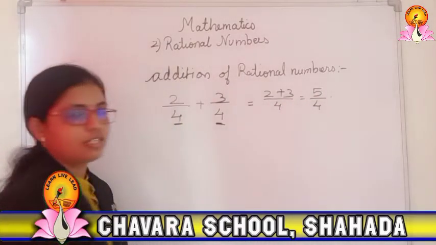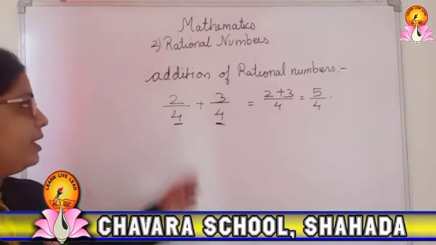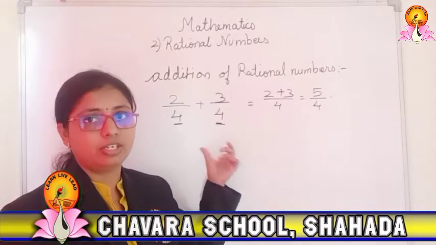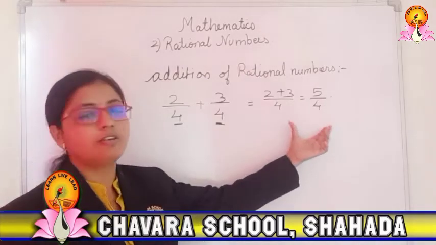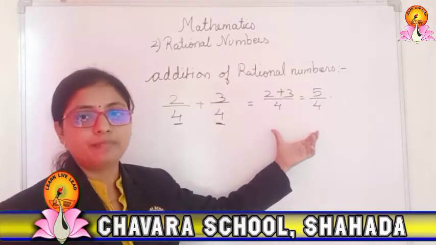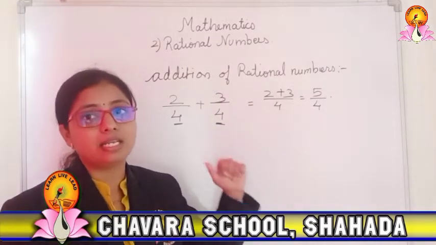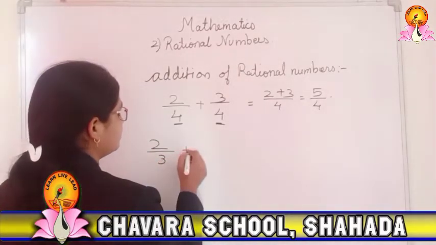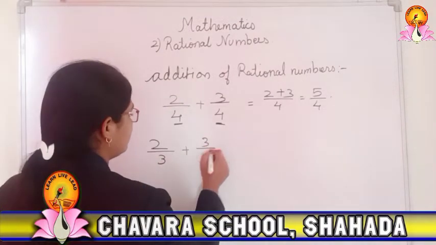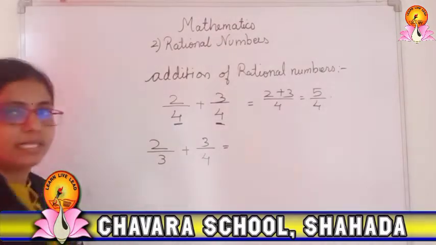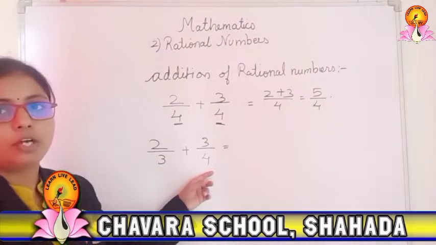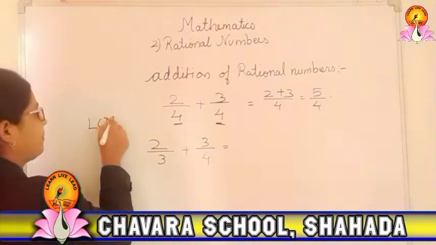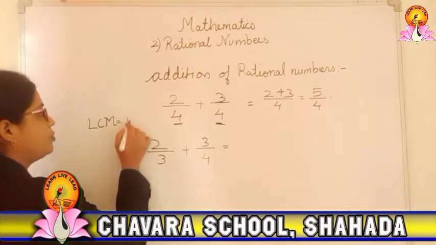This is a rational number, right? So when we are doing the addition of two rational numbers with equal denominators, we can directly do the addition. Okay, then in case the denominators are unequal, how will you do it? Here you can see that 3 and 4 are the denominators, which are unequal. So here you have to find the LCM. So LCM of this is 12, right?